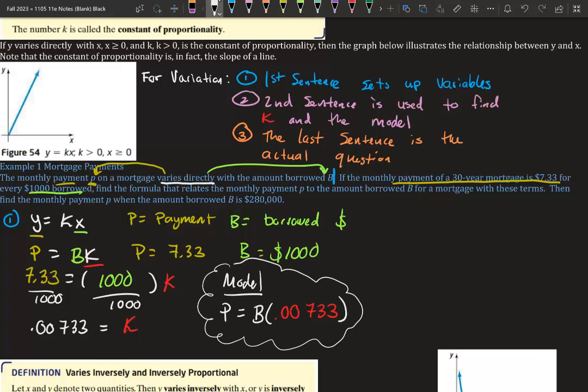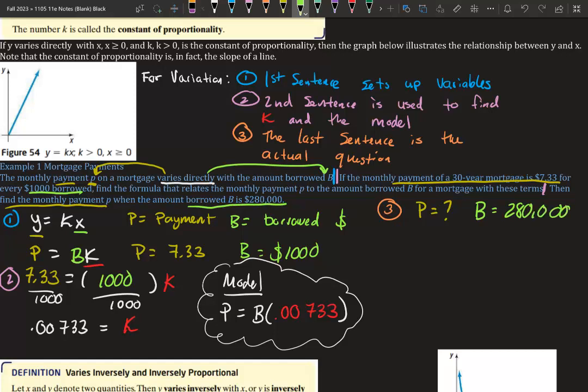So this is our formula we're going to use to actually answer the question. You see how sentence 2 actually set up our model and finding K. So our sentence 2 is from here to here. Now the actual question. Find the monthly payment. So we're trying to find P. We don't know it. When the amount borrowed is $280,000.